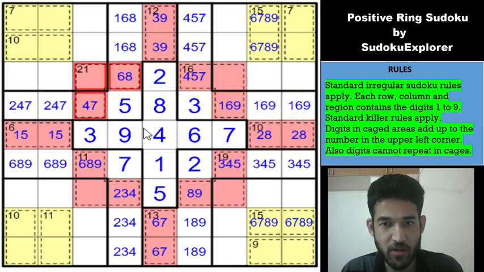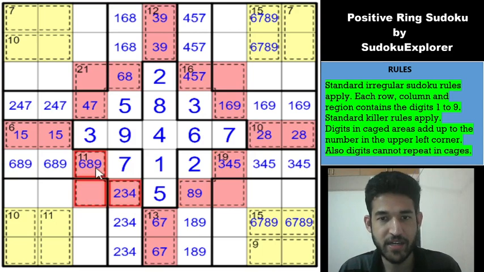So let us try to resolve one of the cages, guys. I think that is the way to go about it now. So in the 11 cage, the 3 cell 11 cage, you cannot have the digit 9 inside it, so this is not a 9.